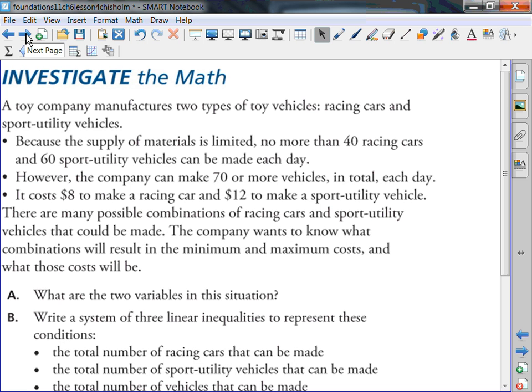So this is the Investigate the Math. We're going to work on this as a class tomorrow. That's the first thing we're going to do, is whip through this real quick. A toy company manufactures two types of toy vehicles, racing cars and sport utility vehicles. Because the supply of materials is limited, no more than 40 racing cars and 60 sport utility vehicles can be made each day. The company can make 70 or more vehicles in total each day.